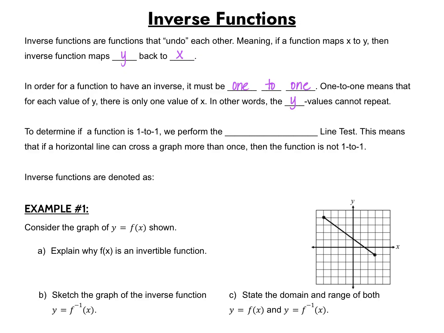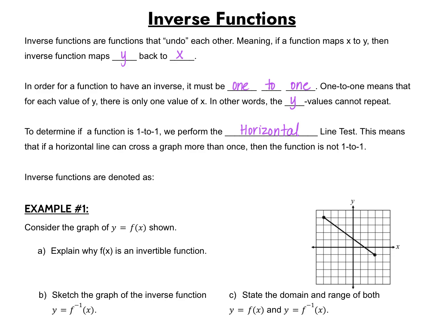To determine if a function is 1 to 1, we perform the horizontal line test. So the horizontal line test states that if a horizontal line crosses a graph more than once, then the function is not 1 to 1.